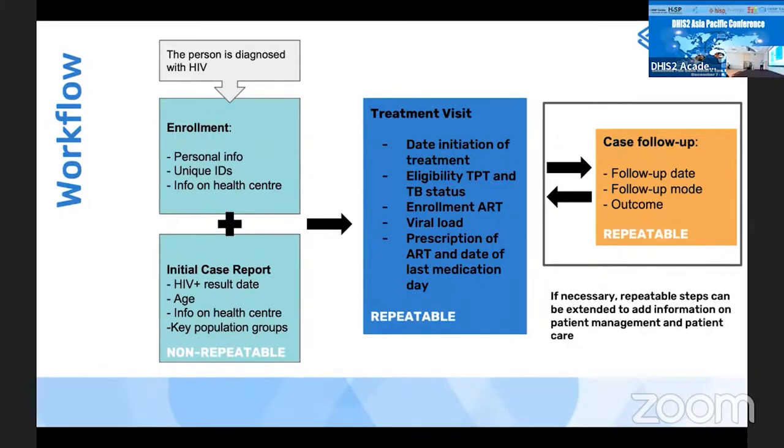This is the minimum information that has come out of the clinical guidelines that is a must have if you're trying to track HIV cases in country for their respective treatments, and looking at the comorbidity of TB and HIV together. Since this is the minimum which is available, you can identify repeatable steps and add more information to these program stages, to these events, to have more extensive information on your patient management and patient care. Next slide, please.